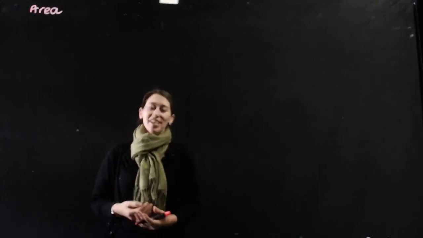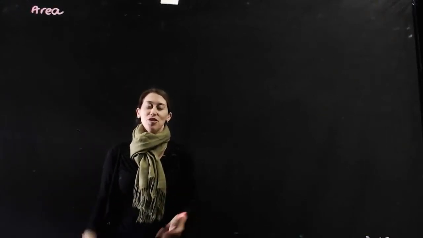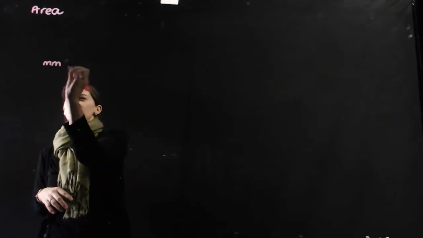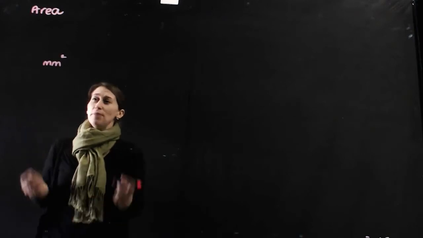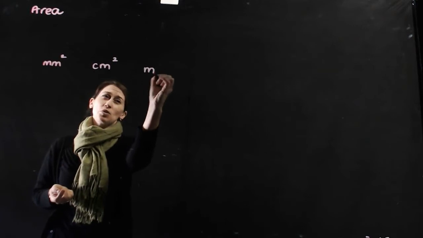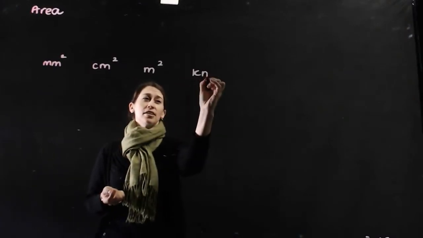In this video, we're going to review some areas of some two-dimensional shapes. So let's just start with the most basic thing, units. There are various units you can use for area: millimeters squared, centimeters squared, meters squared, and kilometers squared.